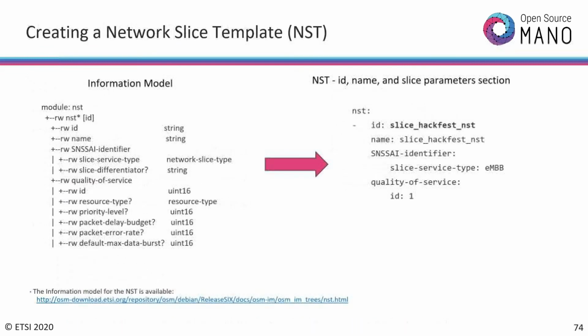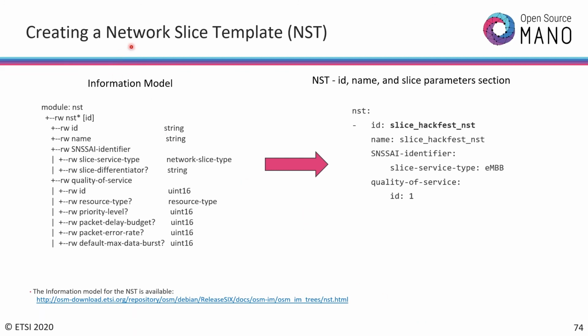Sorry, I have one question. Here, quality of service, there is an ID 1. What is its meaning? How can it understand what the quality of service is just by writing ID 1? Yes. Let's comment on this by using this slide.